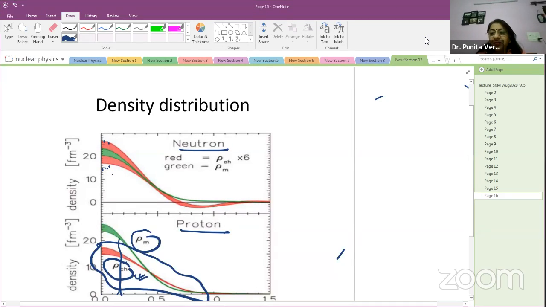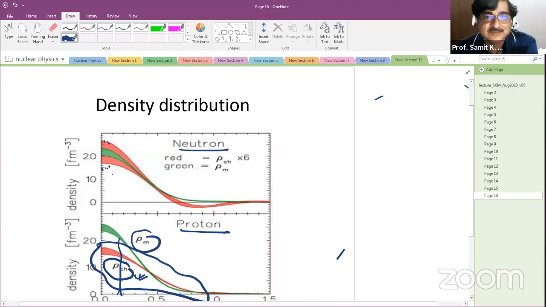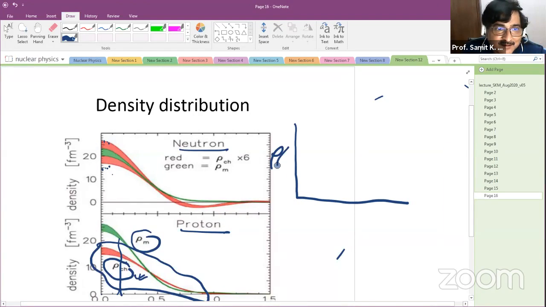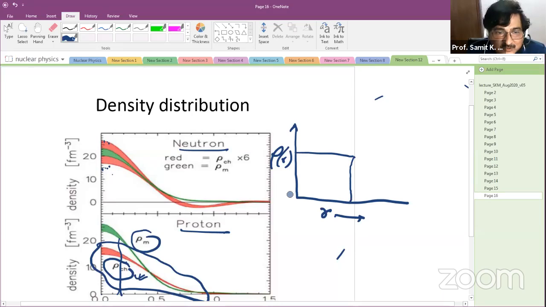The density distribution: what you can see here is that we have two types of density in the nucleus. One is your charge density, and the other is your matter density. If I plot radius along the x-axis and density along the y-axis, because your nucleus has a finite size, I expect some densities. If there is no softness, then I should see some type of sharp boundary here. So it is a sharp fall.